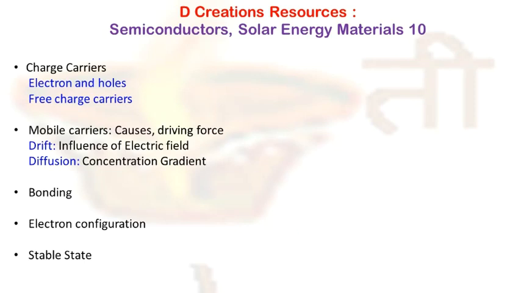Similarly, there could be other sources. Especially when we talk about solar cells, the sunlight is going to break these bonds so that the electrons get excited, and there is eventually a light to electricity conversion. So, the role of charge carriers is very, very important in the case of semiconductors.